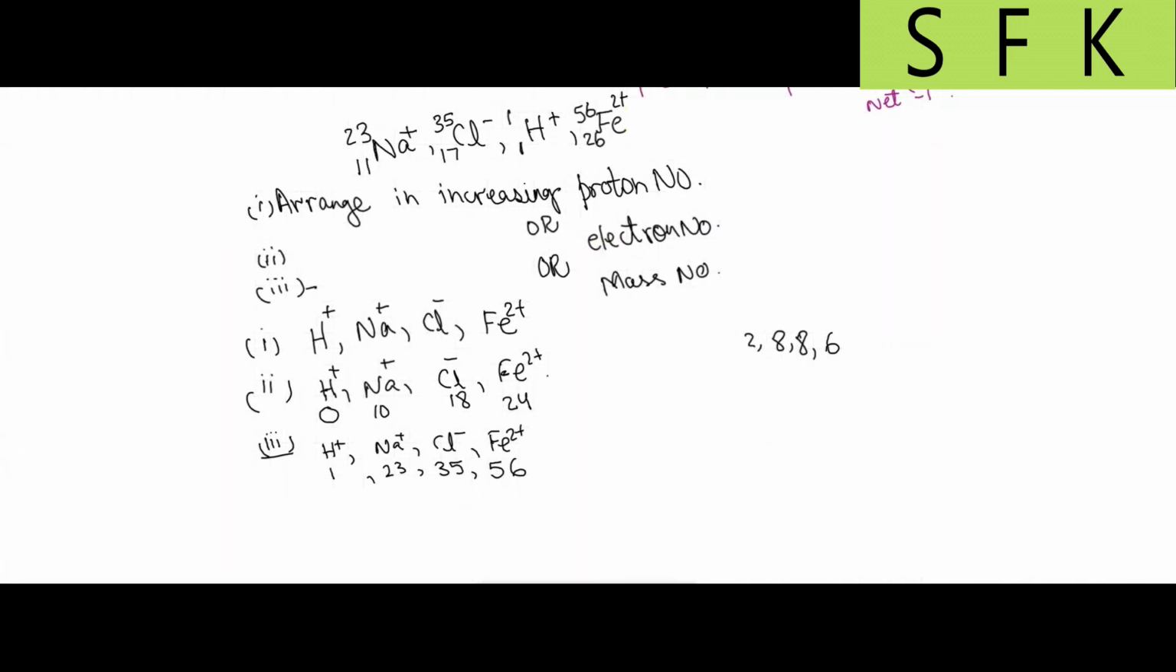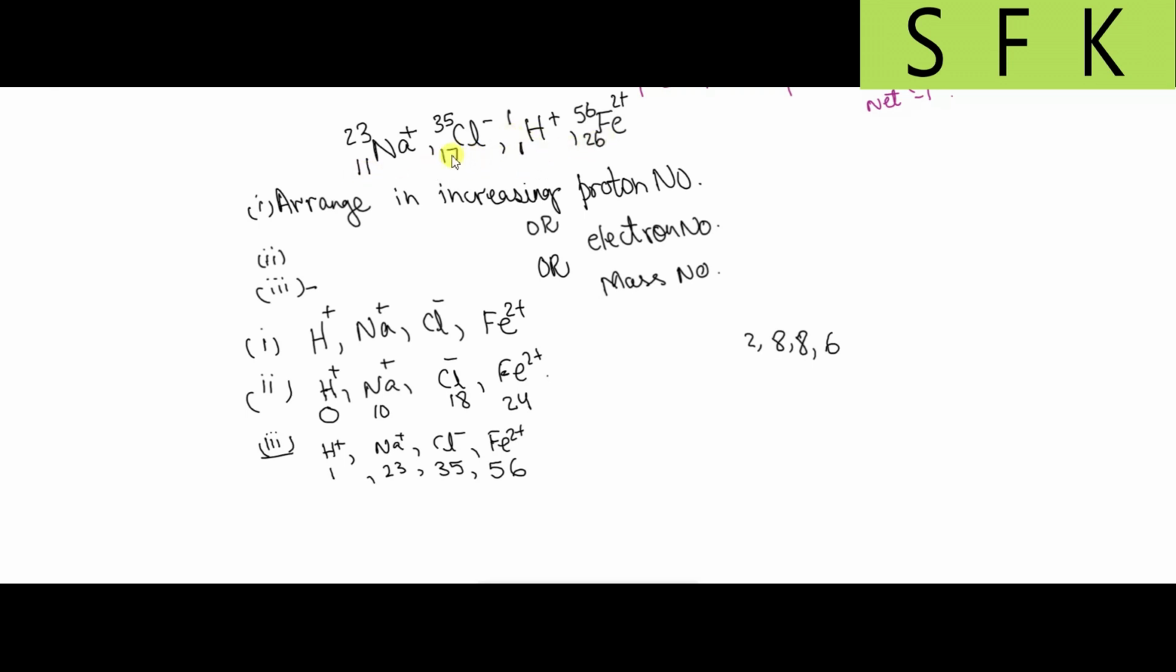Okay, so let's look at some of the exam material that is repeatedly asked in past year papers. I've seen MCQs in which you're given certain ions and then you're asked to arrange them in either increasing proton number, increasing number of electrons, or increasing mass number. So in our example, I've given sodium ion, chloride ion, hydrogen ion, and iron 2 plus. The first point says to arrange them in increasing proton number. So let's first figure out the protons in each species. Well, it's quite easy. Protons are written in the subscripts.